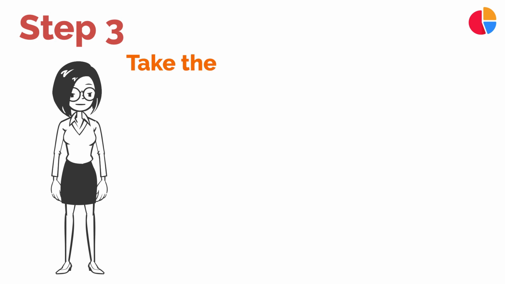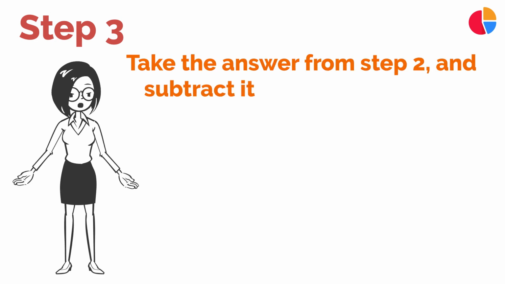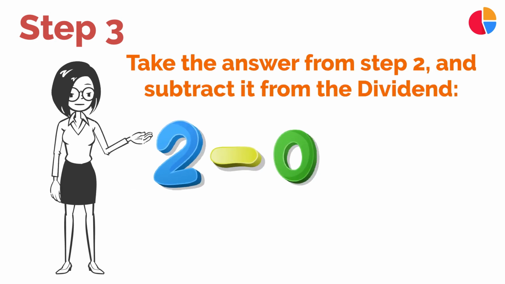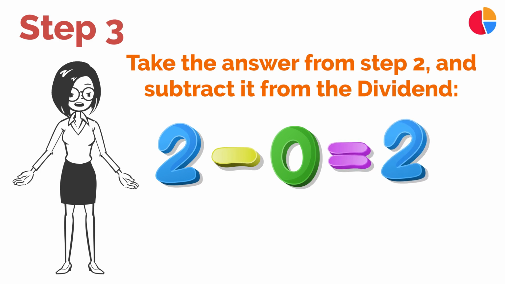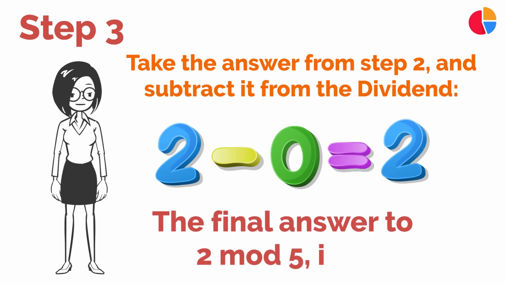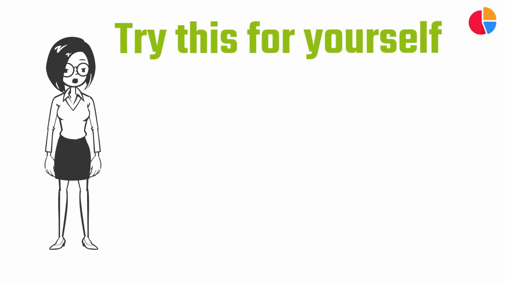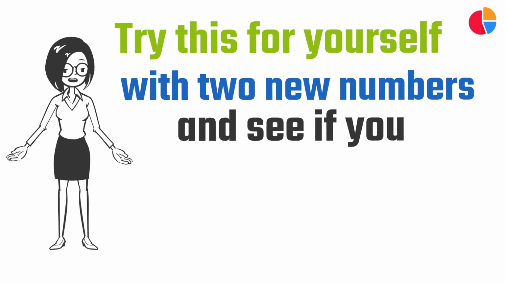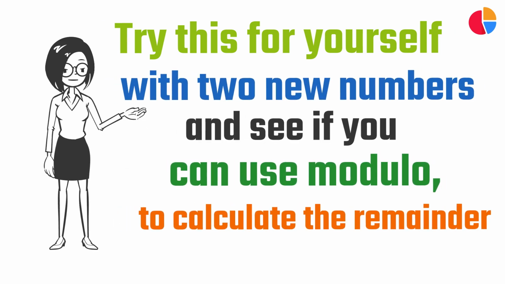Step 3. Take the answer from step 2 and subtract it from the dividend. 2 minus 0 equals 2. The final answer to 2 mod 5 is 2. Try this for yourself with two new numbers, and see if you can use modulo to calculate the remainder.